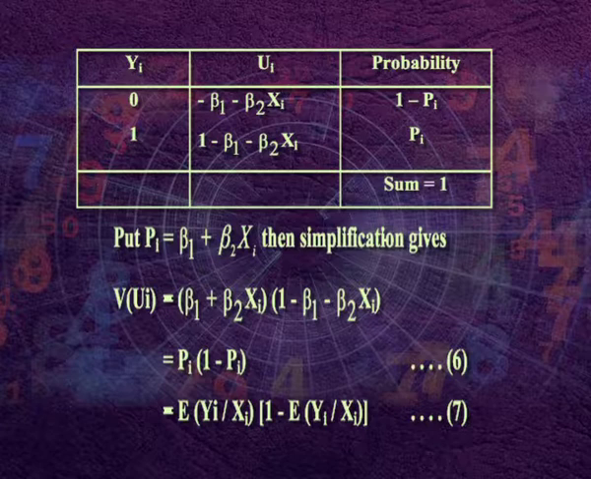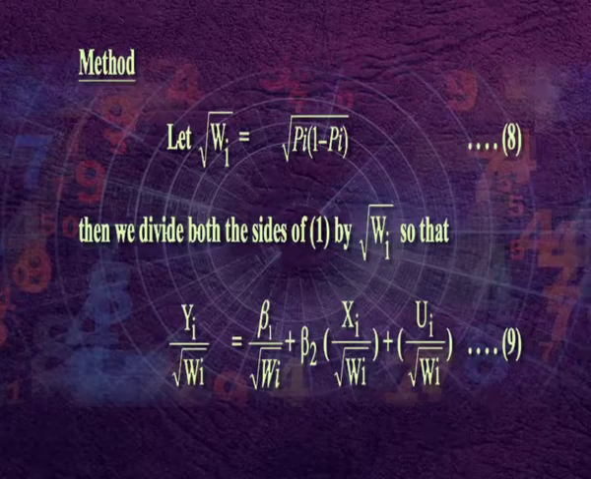Thus, there is heteroscedasticity. In the presence of heteroscedasticity, OLS estimators are unbiased but not efficient. This can be dealt with by the usual remedial measures to overcome the problem of heteroscedasticity. Method: let square root of Wi equal to square root of Pi multiplied by 1 minus Pi. We denote it as equation number 8.